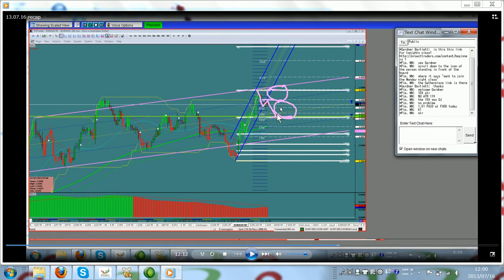Structure of the market says watch for the ceiling to the downside and take the bounce here all the way back up to here. So be careful of that. Wait and see what he does.